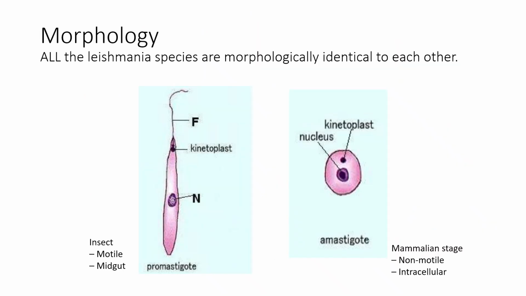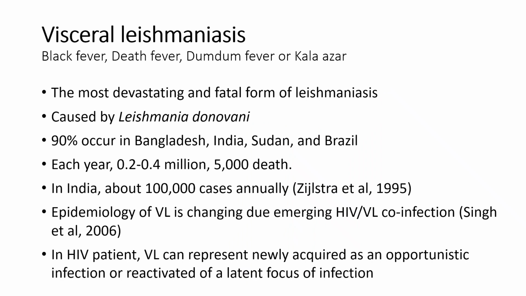Morphologically, promastigotes look like this. It is a motile form of the parasite. There is a flagellum, with the symbol F. The amastigote has a big dot inside: there's a nucleus and kinetoplast. Those are the features of the amastigote. It is a non-motile form, usually found intracellularly in mammalian cells.